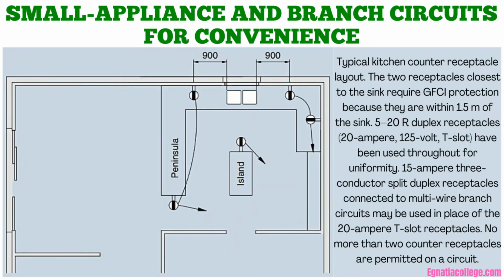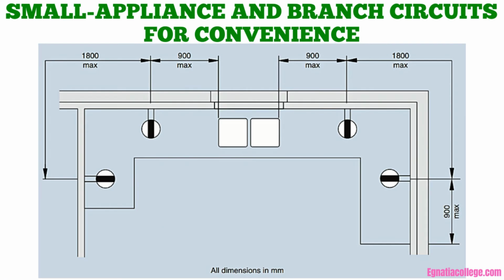Countertop receptacles must be supplied by at least two 15-ampere, 3-wire branch circuits. As an alternative, 5-20 receptacles may be used in accordance with Rule 26-724D. There must be a receptacle within 900 mm of any point along the wall behind all counters except those less than 300 mm long.